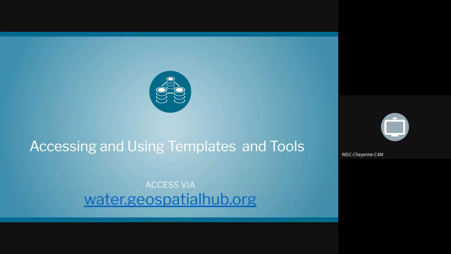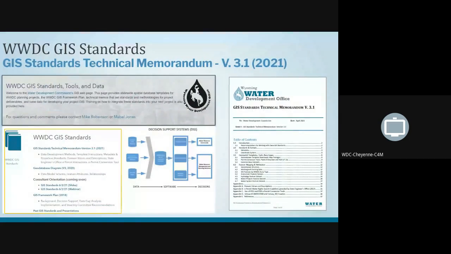So the next thing I would like to talk about is using our website to access the templates and tools. So all of the templates and tools and training materials, including this presentation, are available by navigating to the URL here or selecting GIS Data and Standards from the office's homepage. So here's a screenshot of the WWDC GIS Standards webpage. The yellow highlighted box, we'll talk about that first.